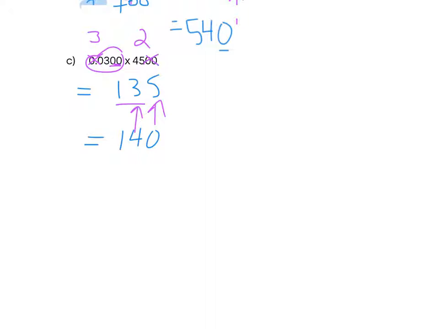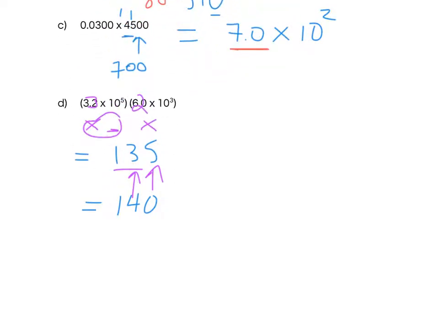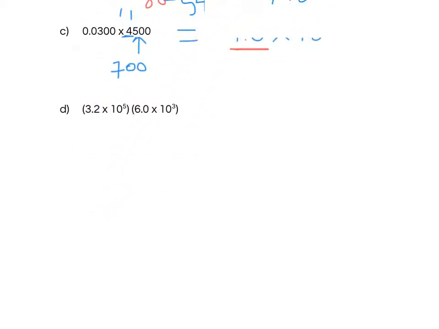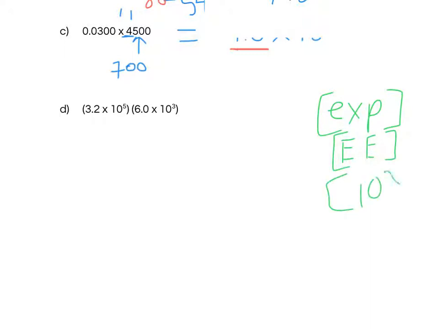Okay, try this one last example. Remember that you're going to use the EXP button on your calculator. Some of you may have an EE button, but some of you may also have a 10 to the X button on your calculator. Remember, if you're using EXP or EE or the 10 to the X, you don't need to put in the times 10 part. That's done for you.